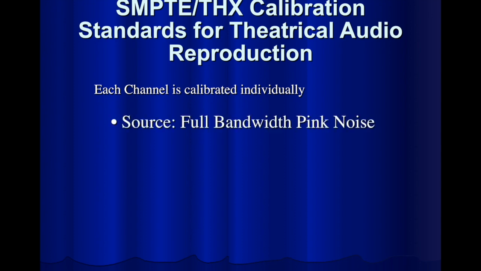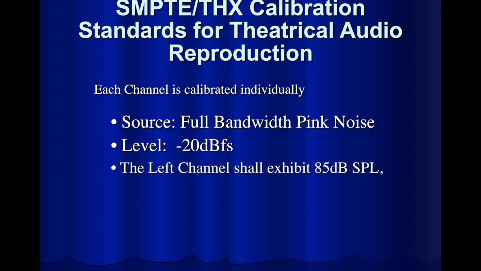So our source material is full bandwidth pink noise. Now this can be a hardware generator or a software generator. Doesn't matter, but you just set full bandwidth pink noise. You send that level out to the left channel at minus 20 dBFS, and you set that left channel to exhibit 85 dB SPL.